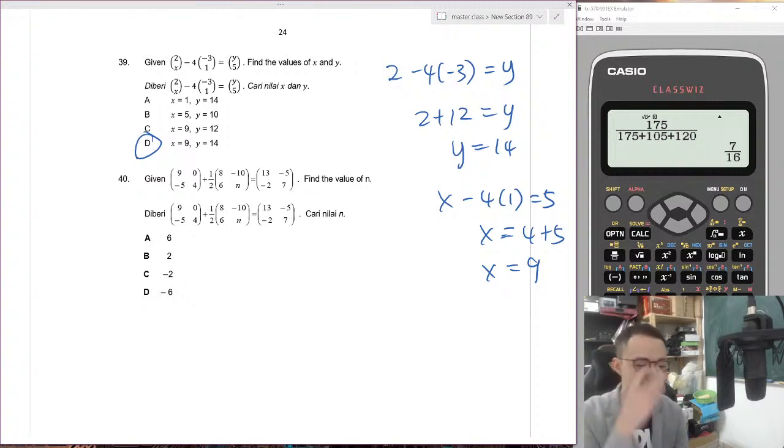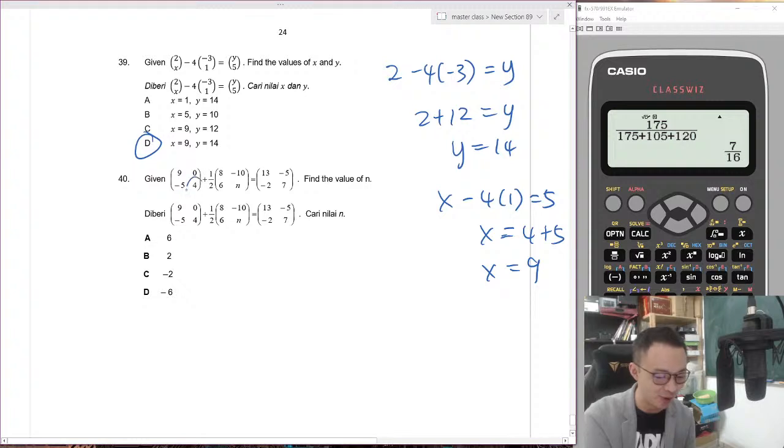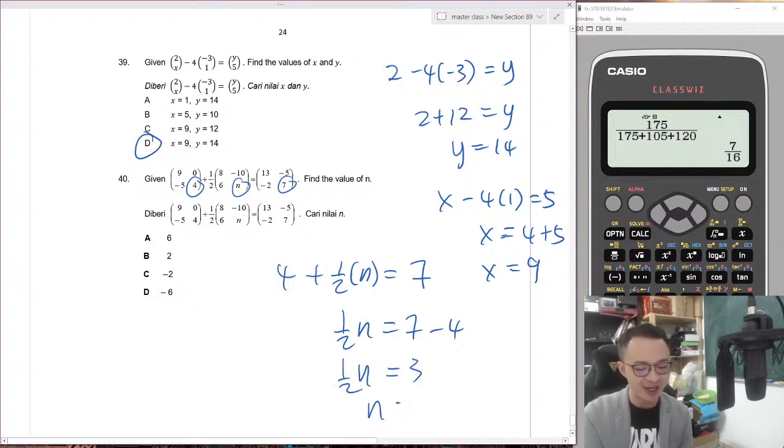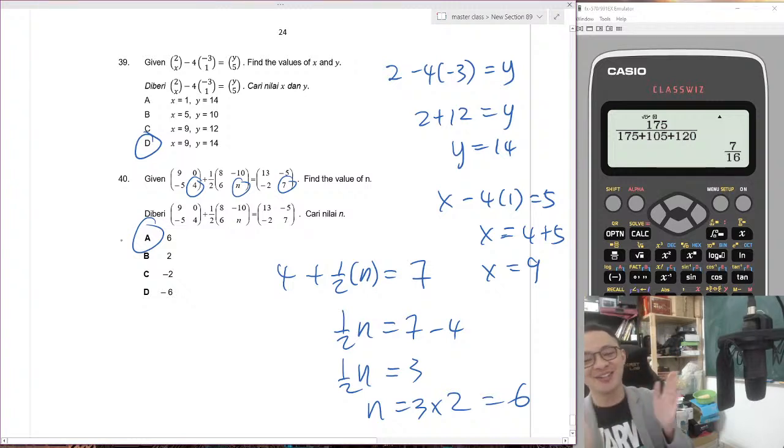Yeah, to math, you make sure you want to do carefully. This one, they only want to find n's. Then I only look for this letter here. So 4 plus 1 over 2n equals to 7. Okay, 1 over 2n equals to 7 minus 4. 1 over 2n equals to 3. n equals to 3 times 2. n equals to 6. Answer will be A here. Congratulations. We have done the whole paper.